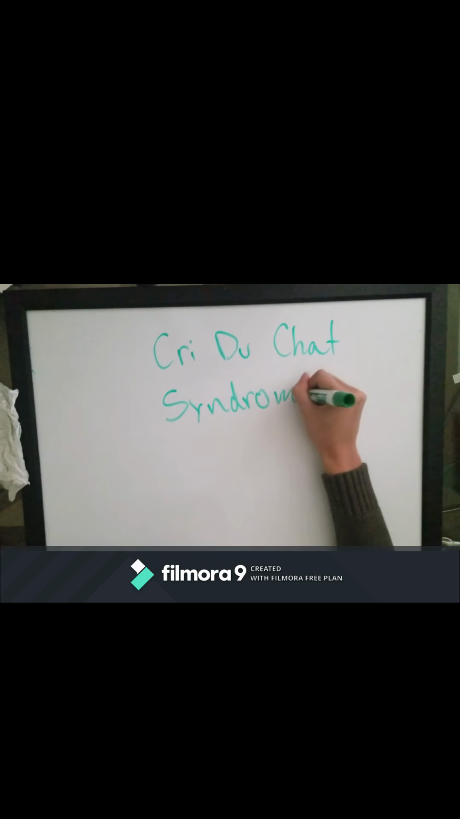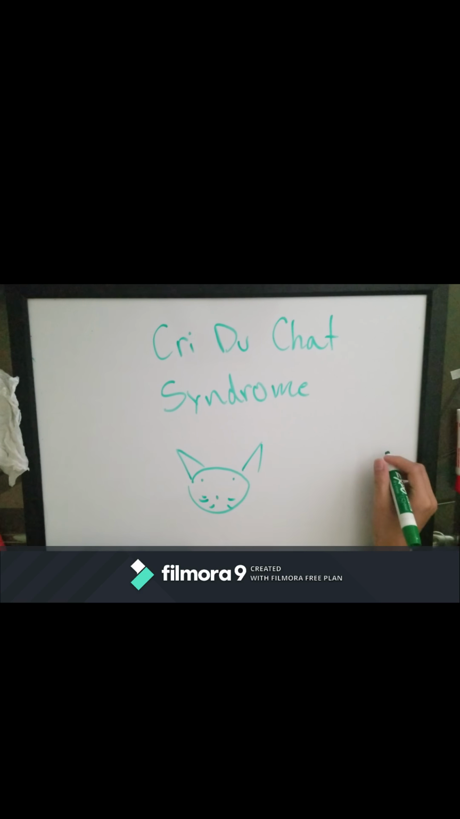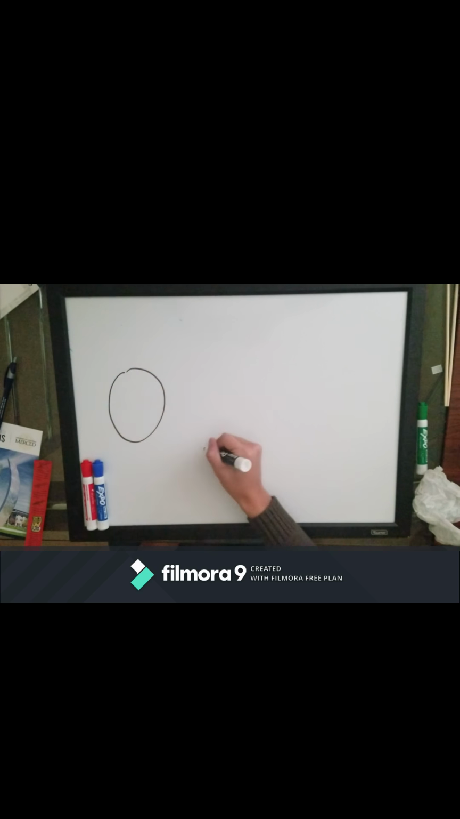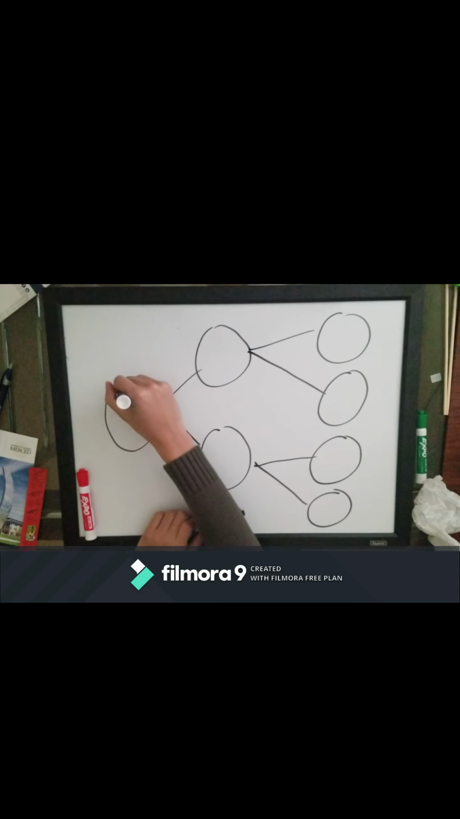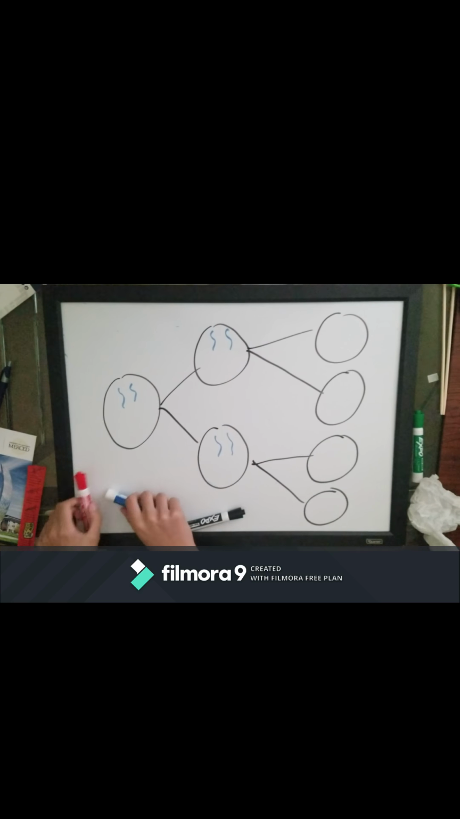We'll be starting off with Cri-du-Chat syndrome, also known as 5p- syndrome. But first, let's understand meiosis. The purpose of meiosis is to produce 4 haploid cells that are genetically different from the parent cell.